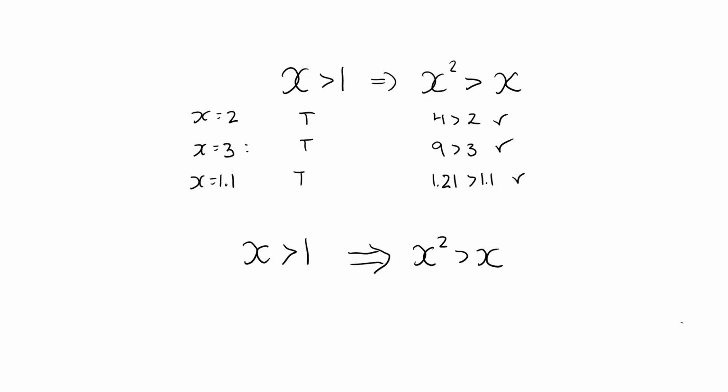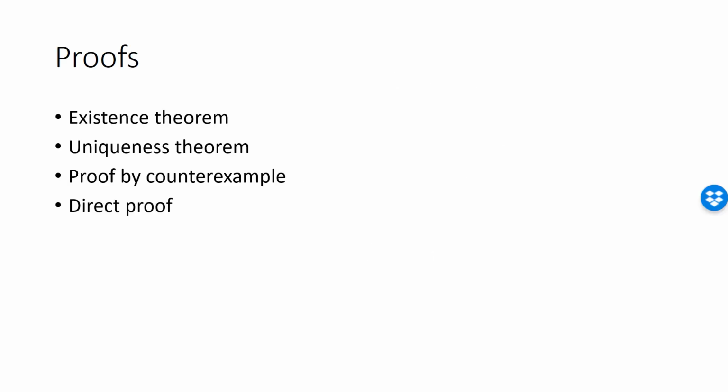Note that we use the following strategy to prove the implication. We assume that the hypothesis is true, and then we show that the conclusion must then be true as well. This type of proof is called a direct proof of an implication. Next, let's look at another useful strategy for proving implications, which we call proof by contrapositive.